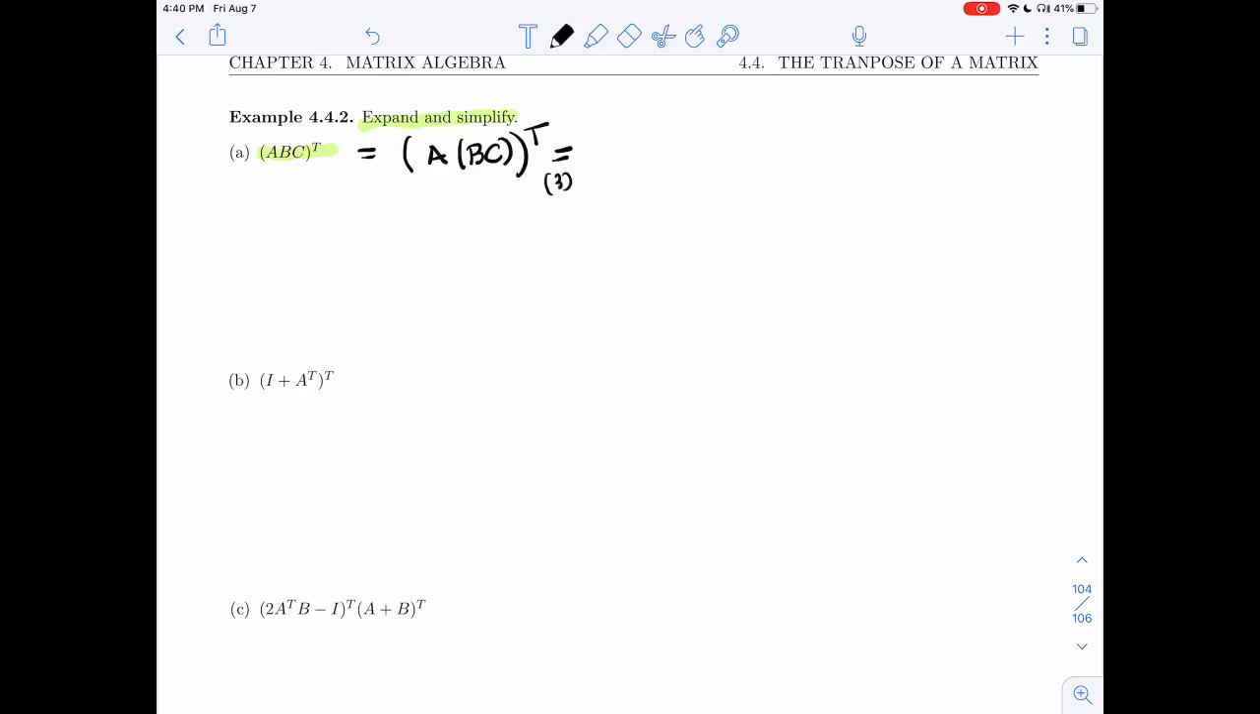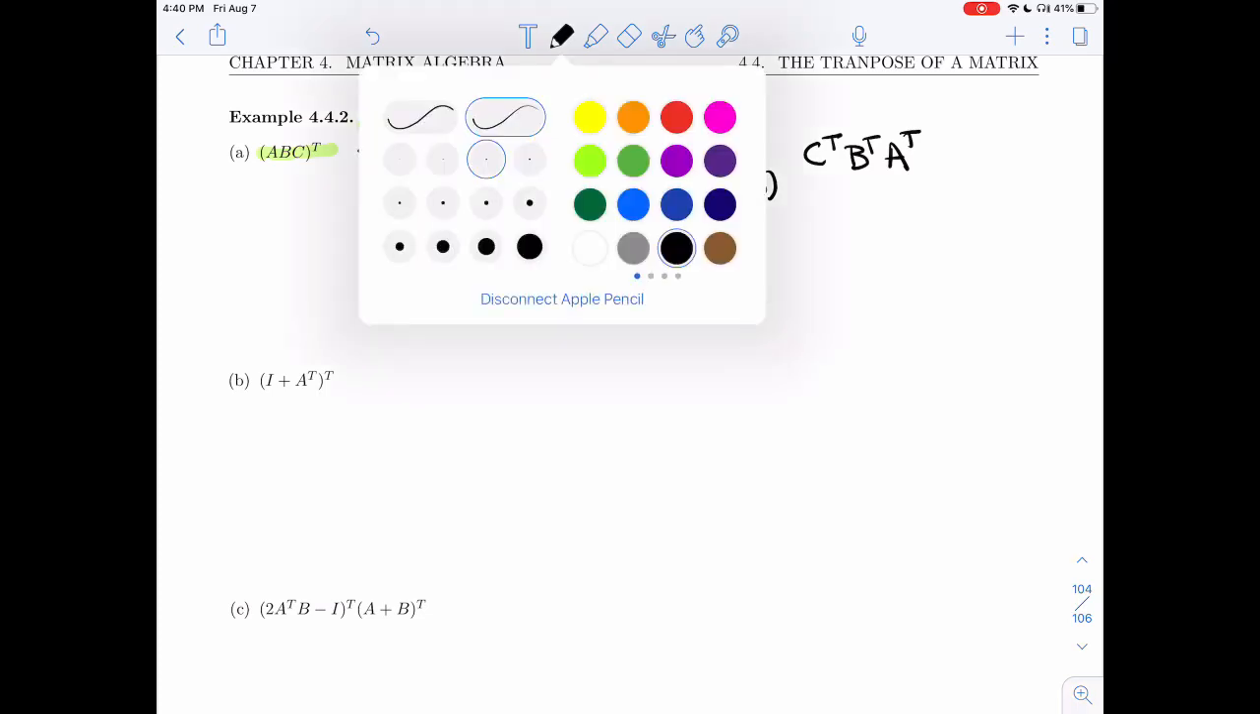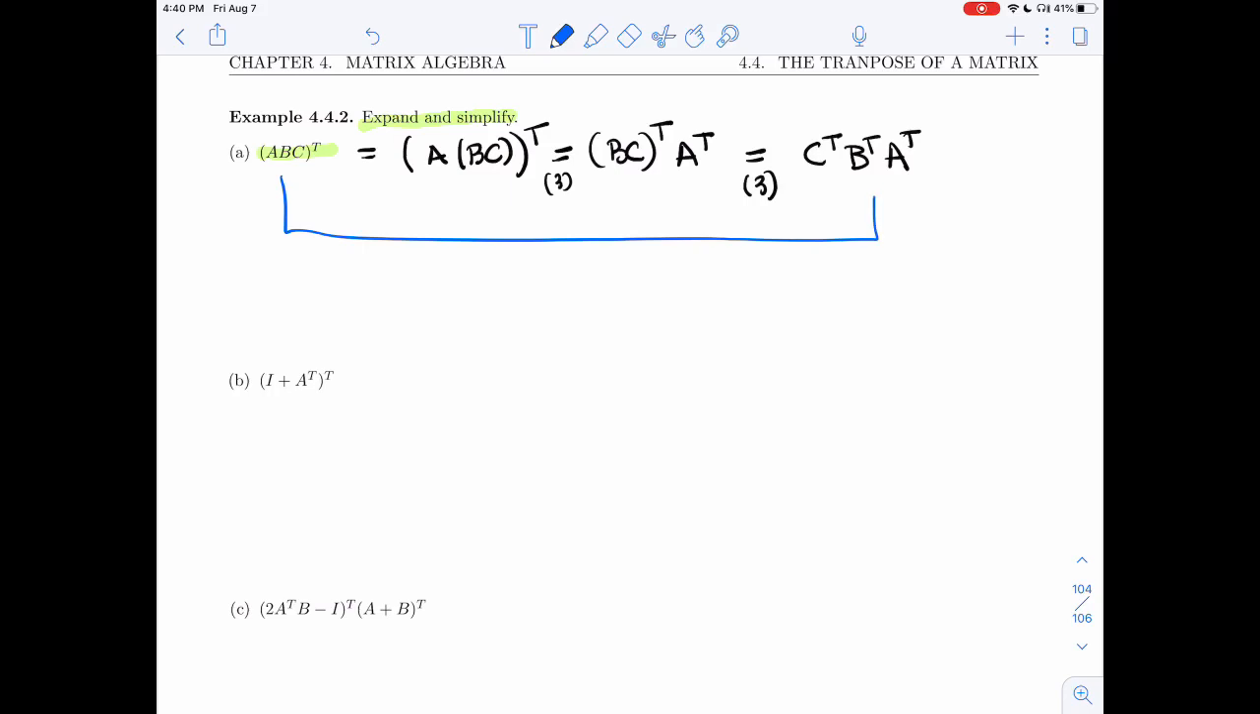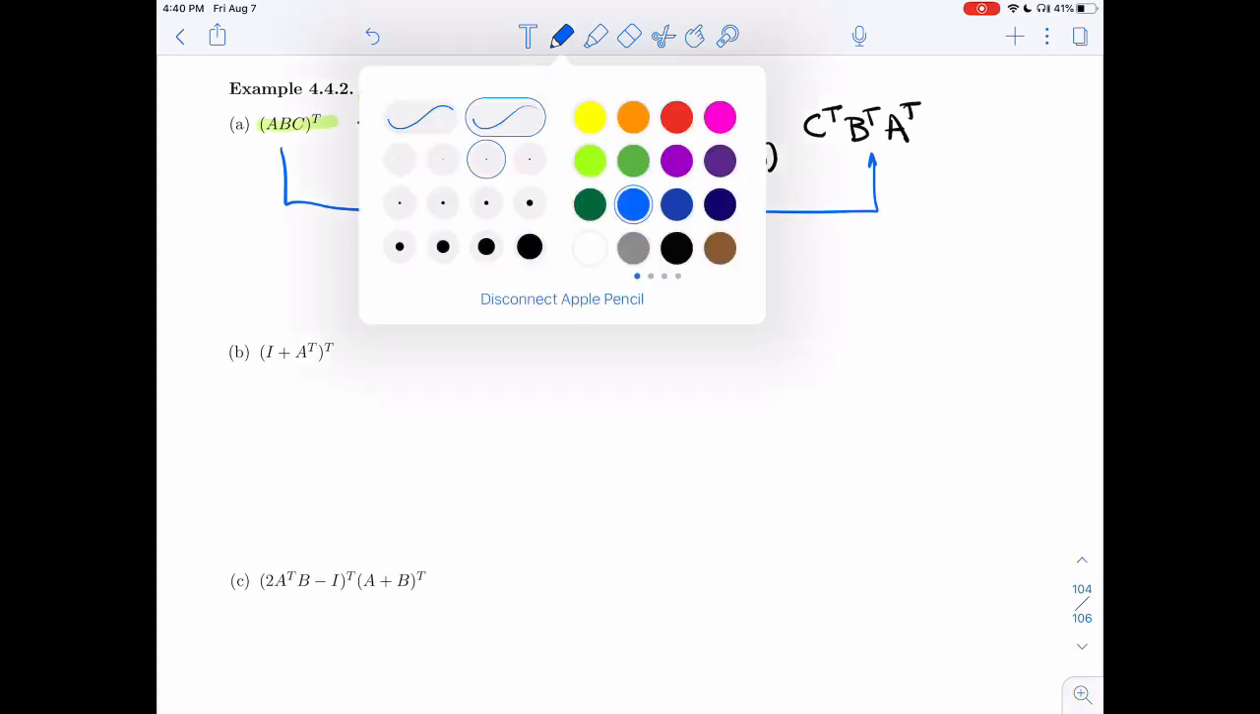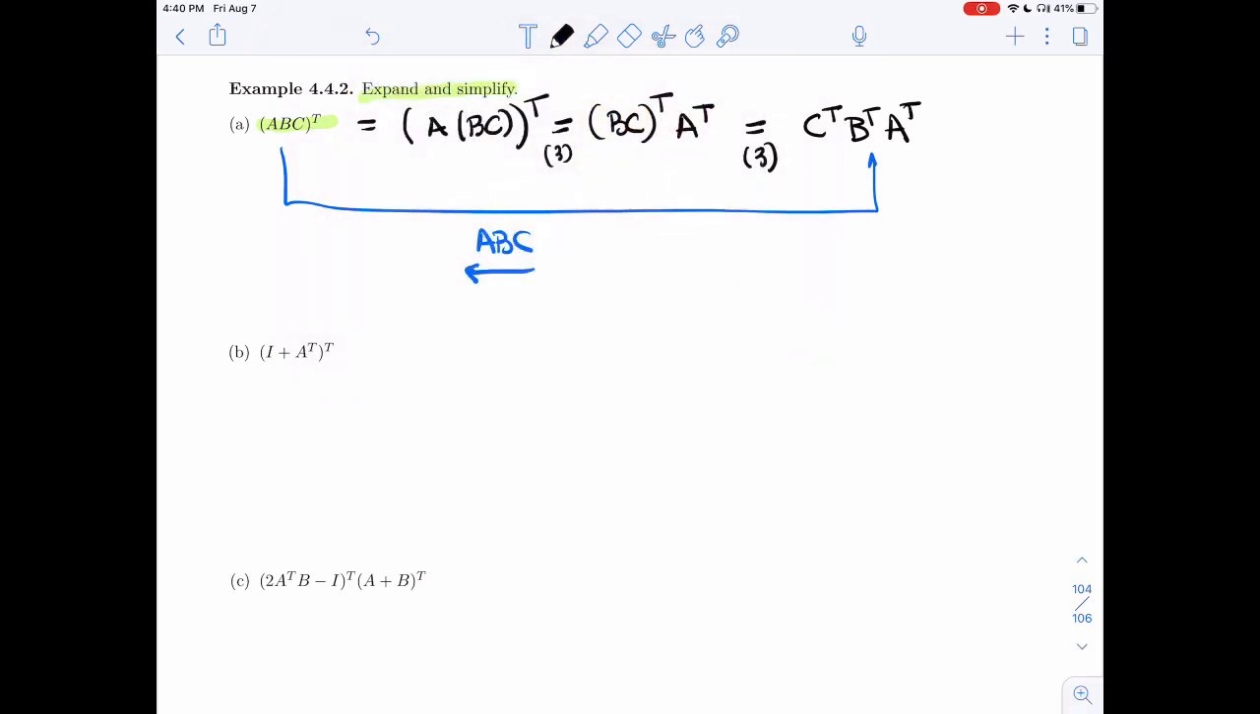From property 3, I know I can take (BC)^T, A^T, and then I'm going to use property 3 again, and switch these C's and B's. And so this is what I get. Notice that from here to here, we switch the order completely. Instead of ABC, now we have CBA. All right, let's try the next one.